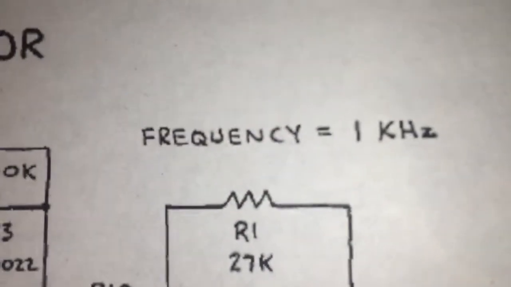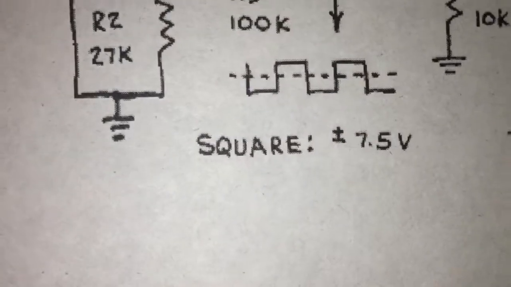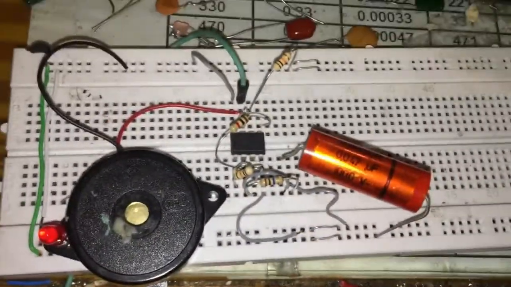As you can see, the frequency is 1 kilohertz. Look at the wave, sine, triangle, and the square wave. Also, here is my project.